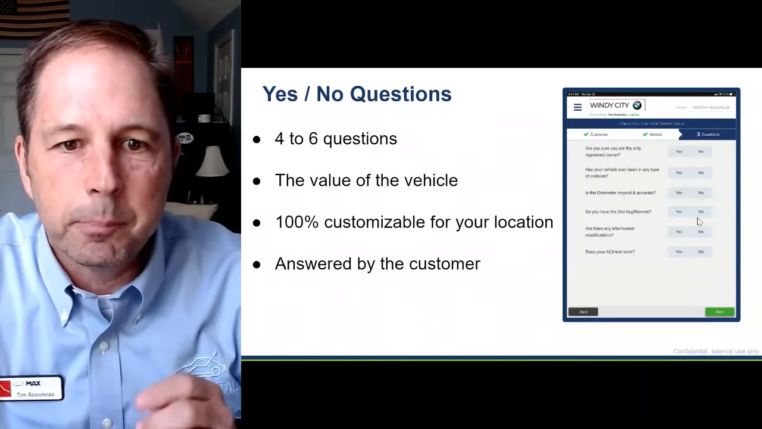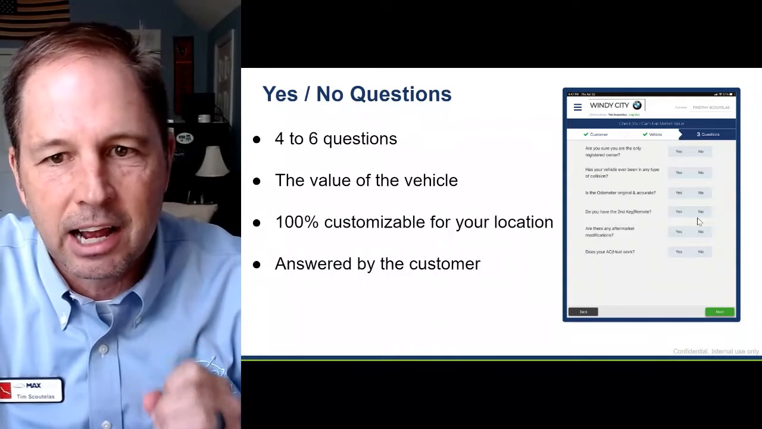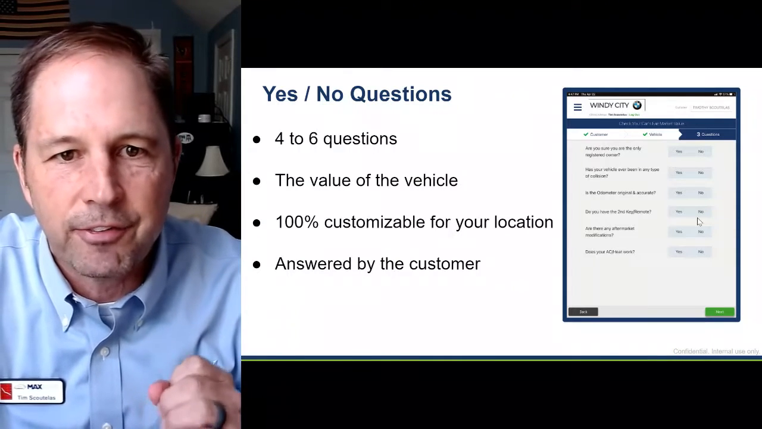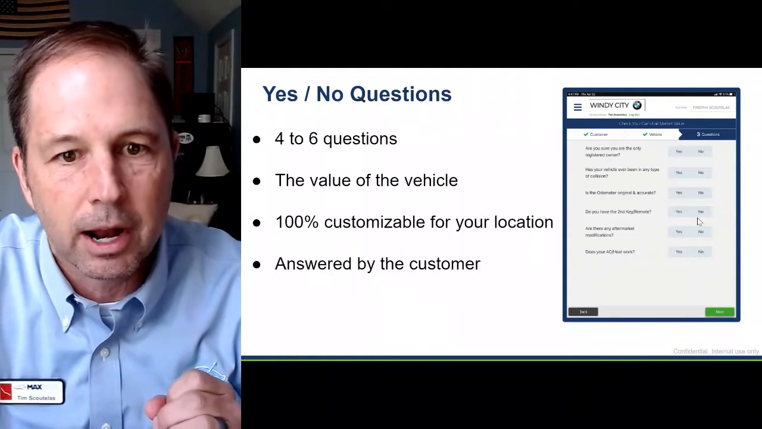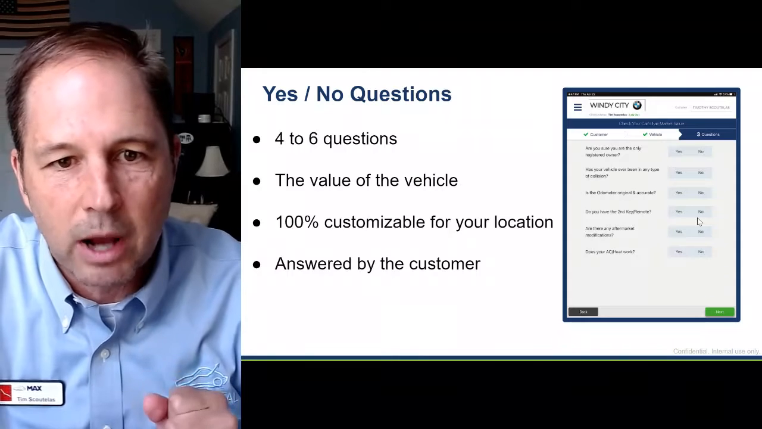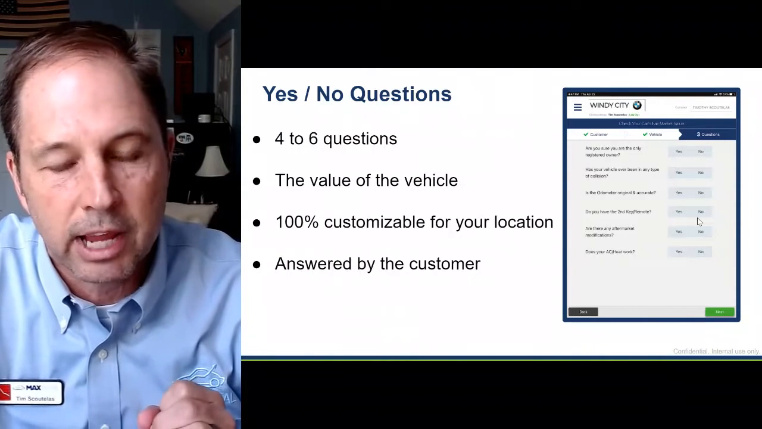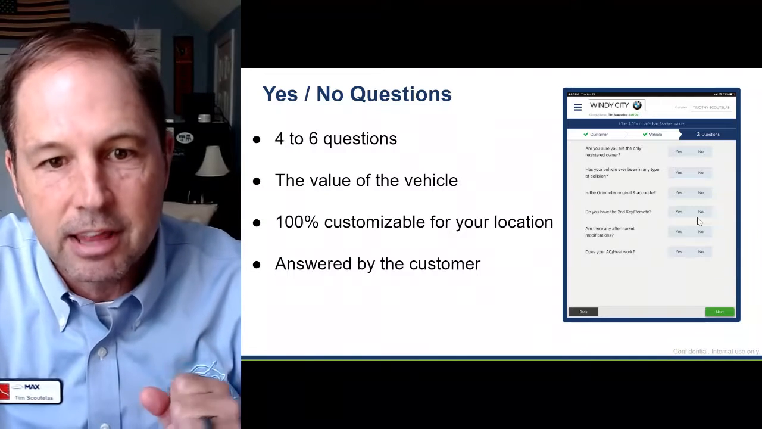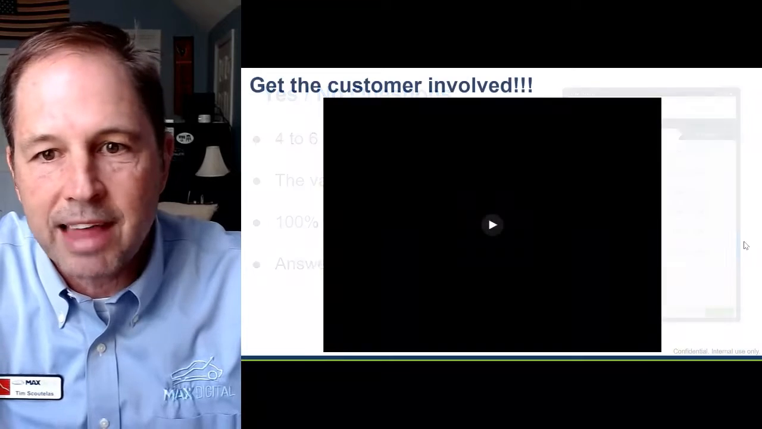Okay? Simply put, we want to be making sure that we're planting the seeds in the customer's head that there are things that affect the value of your car, and we're going to look at them. Now know this, these questions inside Max My Trade are 100% customizable to your location, and they must be answered by the customer. What does that mean?